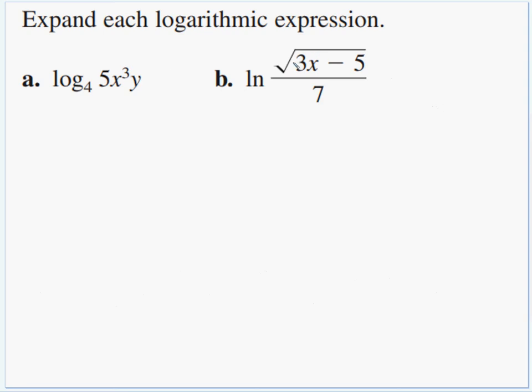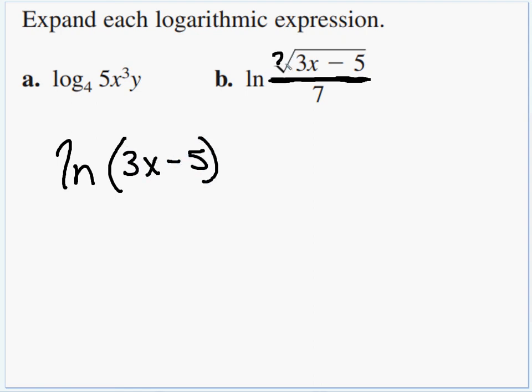Okay, I see in part B we've got a fraction, a quotient. So I know this is going to turn into 2 logs subtracted. And then we've got a square root there. So let's do the ln of the numerator. And I'm going to turn that radical into grouping symbols, parentheses, because you know a square root is the same thing as the 1/2 power. So our numerator, we can turn that into the ln of quantity 3x minus 5 to the half power, minus the natural log of the denominator, 7.